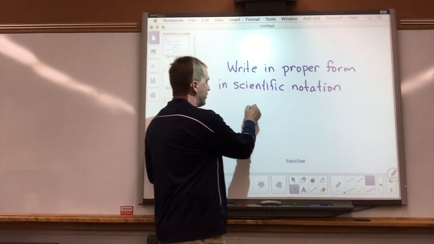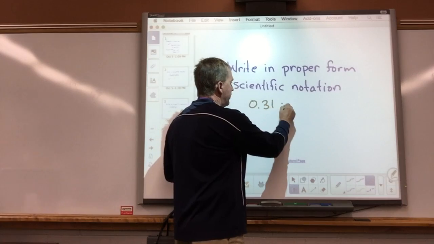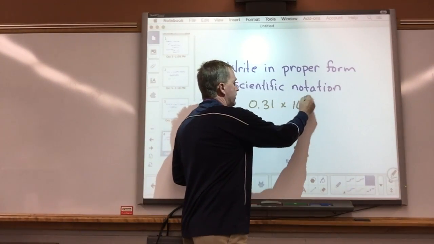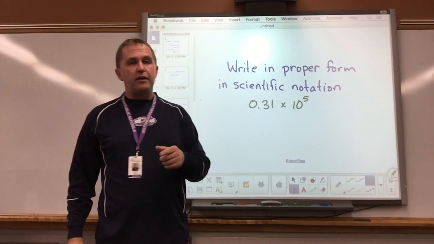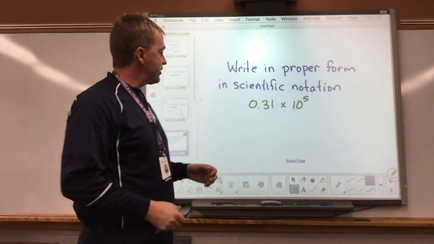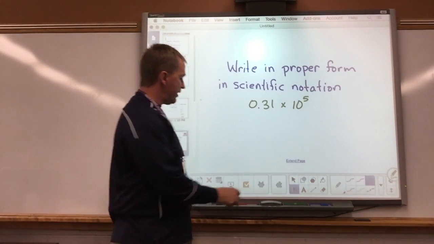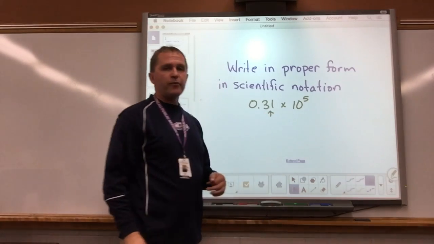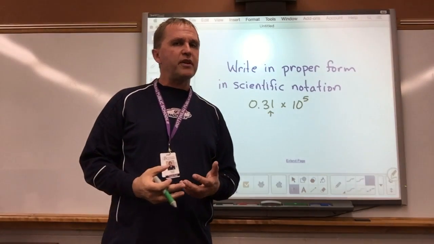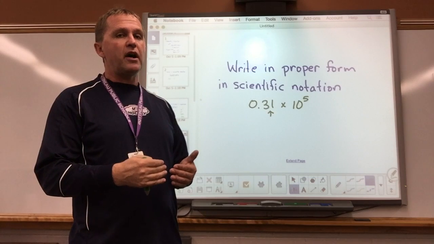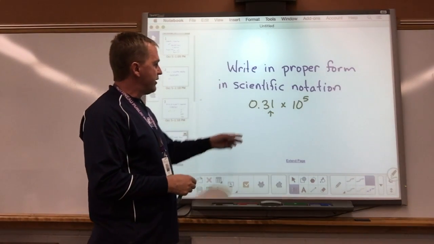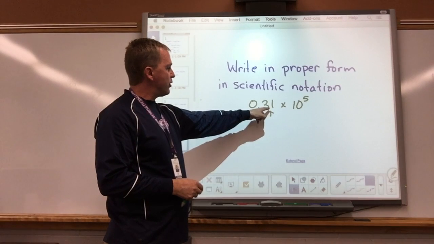In this case, we're going to have 0.31 times, and I guess our original problem was times 10 to the 5th. Now, if you think about what I said in the last two problems, proper form for scientific notation says that the decimal point should be located right there, between the 3 and the 1. Why should it be there? Remember, there should be one non-zero digit to the left of the decimal point. So I need to make sure that that decimal point moves over.